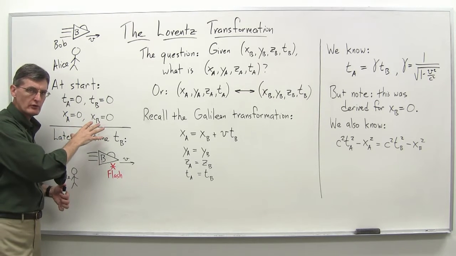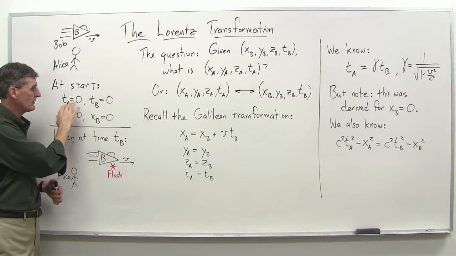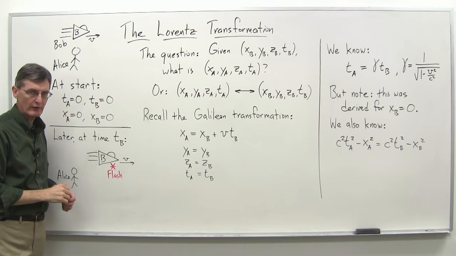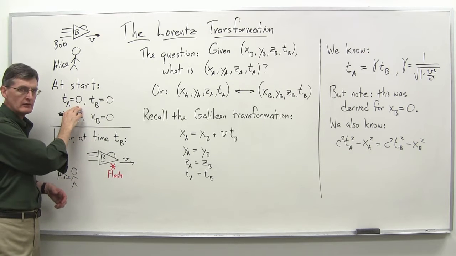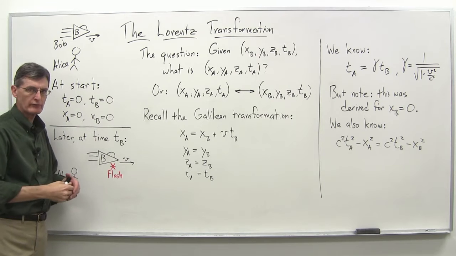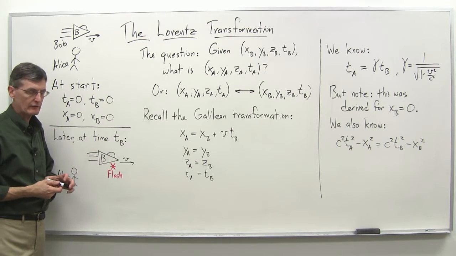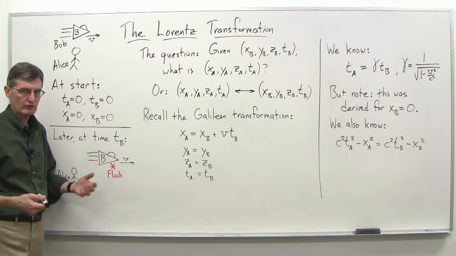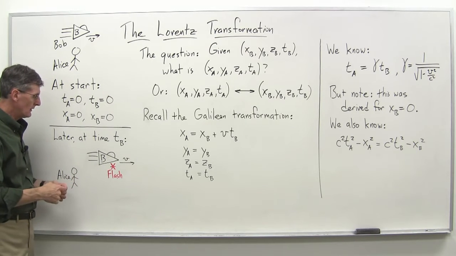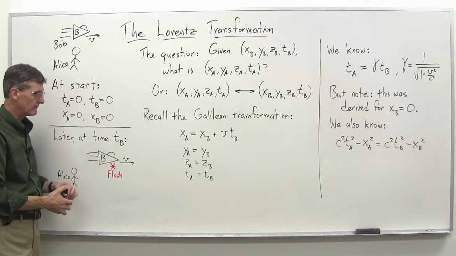At the start, when Bob passes right by Alice, we'll assume that they start their clocks at that point. And so t_A equals 0, t_B equals 0. And we'll also have the origin for their measuring systems be 0 at that point. So everything matches up there. We'll get on to this a little later, at time t_B, where we get a flash of light going on.